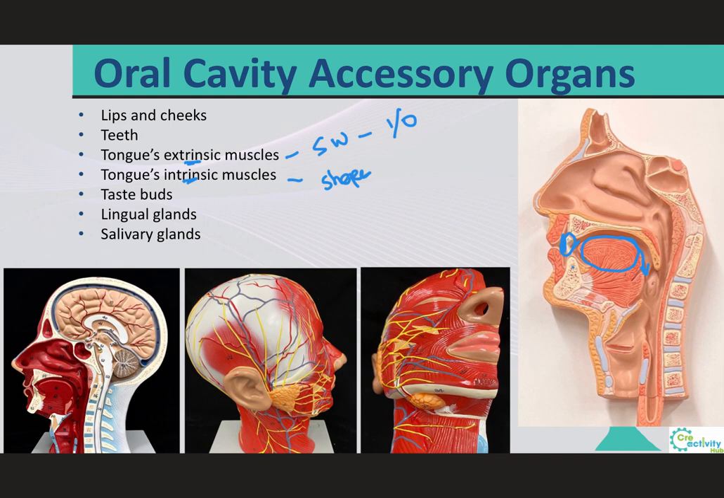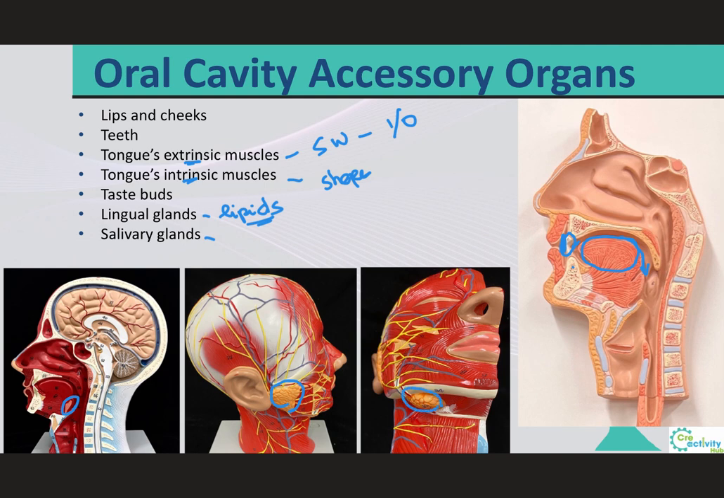Then we have lingual glands, like the name says. They're going to be present on the tongue, and they're going to secrete the lingual lipase, which will be activated actually in the stomach, and it's going to be important for the breakdown of triglycerides into fatty acids and diglycerides. And lastly, we have the salivary glands. There are 3 types of salivary glands. We have what we call the sublingual salivary gland, the parotid salivary gland, and the submandibular salivary gland.